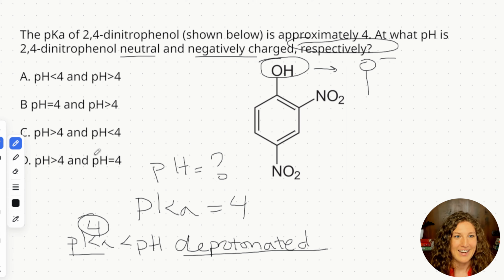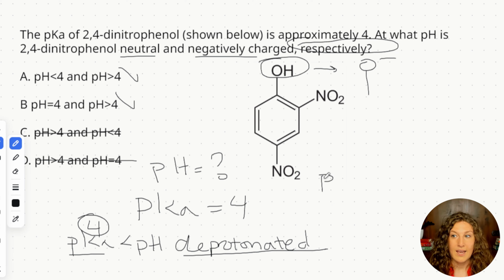Let's look and see if we can find that answer. So both A and B show the pH being greater than 4 when we're deprotonated or negatively charged. So we can eliminate C and D right off the bat. Now we have to think about when it would be neutral.